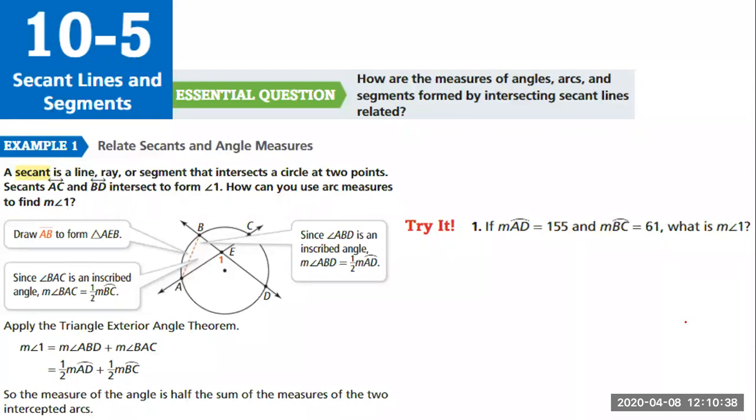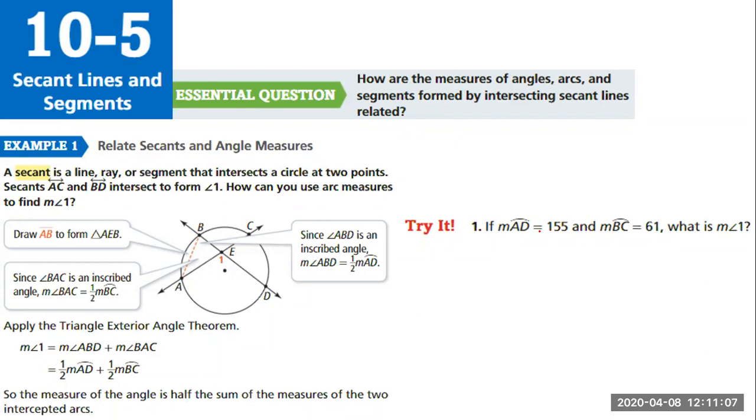All right, so on this problem here, we have two secants that are intersecting. When two secants intersect, there's going to be a lot of different properties that we can use. You could use some ideas like vertical angles. You could make triangles out of them. There's going to be a lot of different ideas that you can use when you have chords crossing in a circle or secants crossing in a circle.